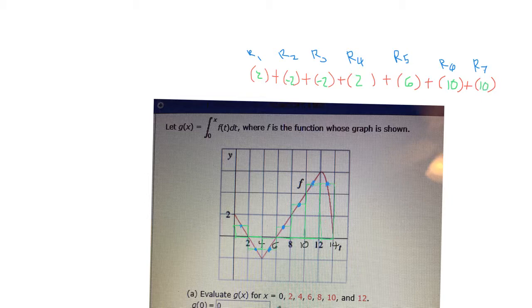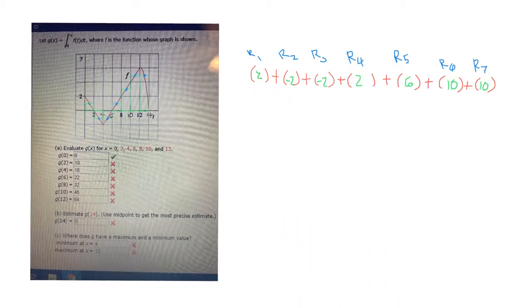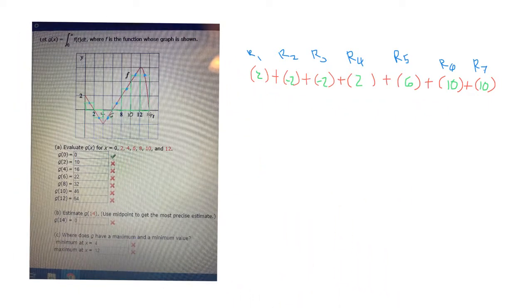So that is a visual approach to using the midpoint rule. 2 plus -2 is 0, plus another -2 is -2, plus 2 is 0. So all of this cancels out in the same way that the triangles had canceled out before. We're left with 6 plus 10 plus another 10, and that gives us 26. So unless I made a careless mistake, using even the midpoint rule, that should give us 26.